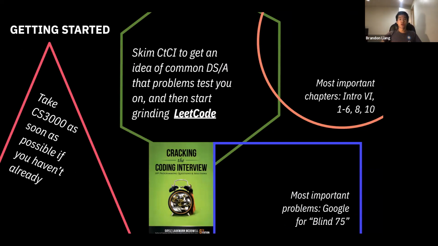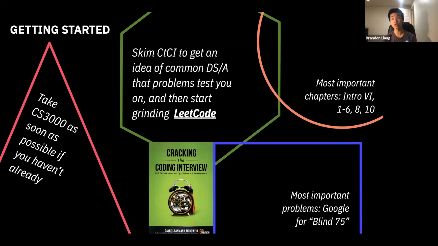So, getting started. How should you prepare for these types of interviews? The two most common resources that people talk about are Cracking the Coding Interview, which is an amazing interview book by a well-respected author in Silicon Valley hiring. And then there's a second resource called LeetCode, which is an interactive website where you can submit answers to common coding questions you might be asked in these interviews.